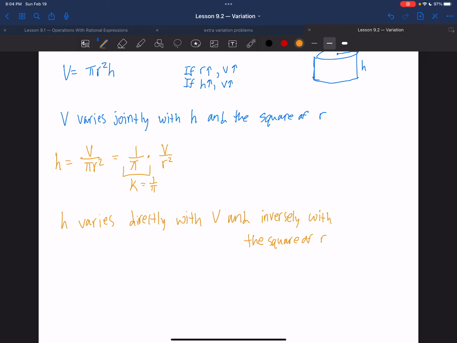And again, this does make sense. If you want to make sure you've got this relationship correct, think about what would happen if one variable increases. Suppose volume increases and radius r doesn't change. If you increase the total volume of this cylinder, then the height has to go up, because you kept the radius constant.